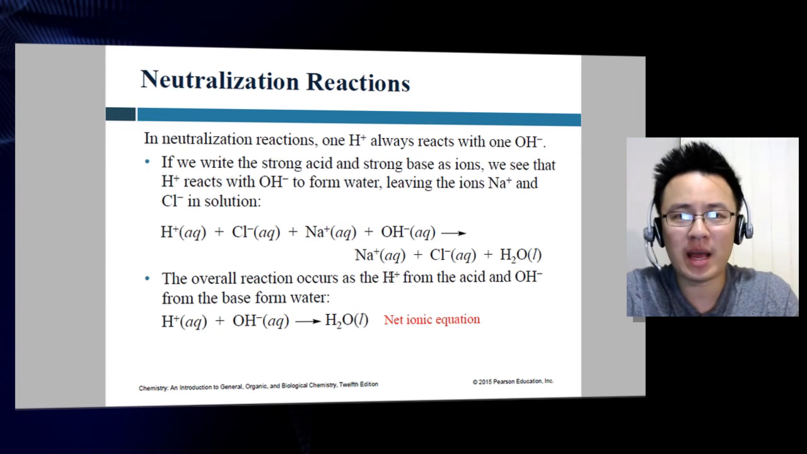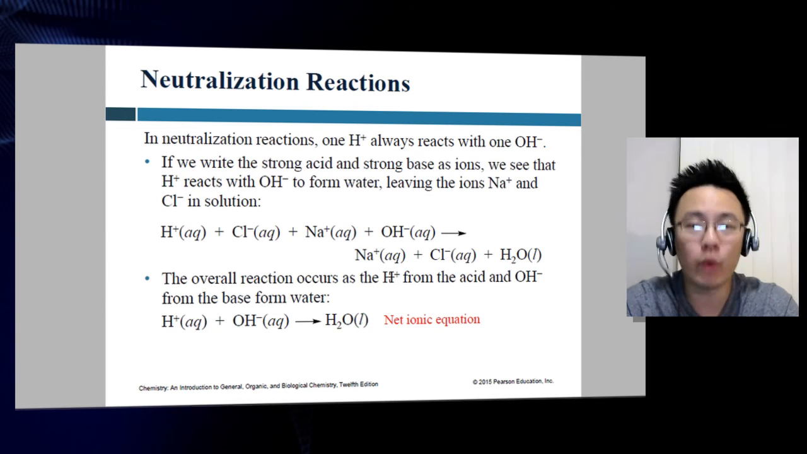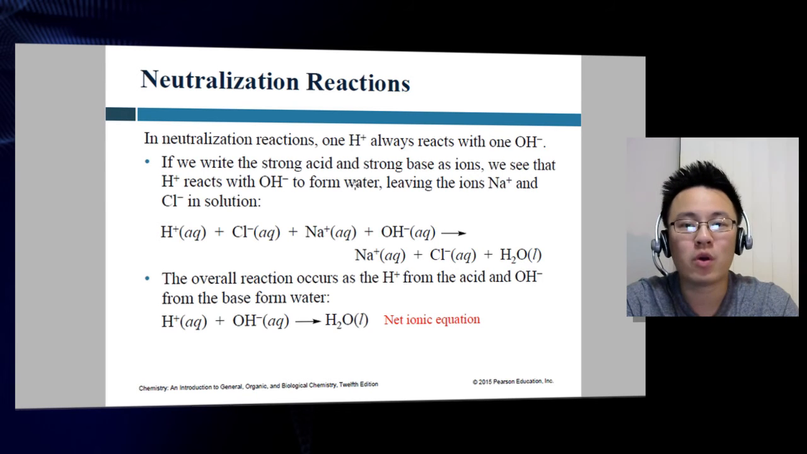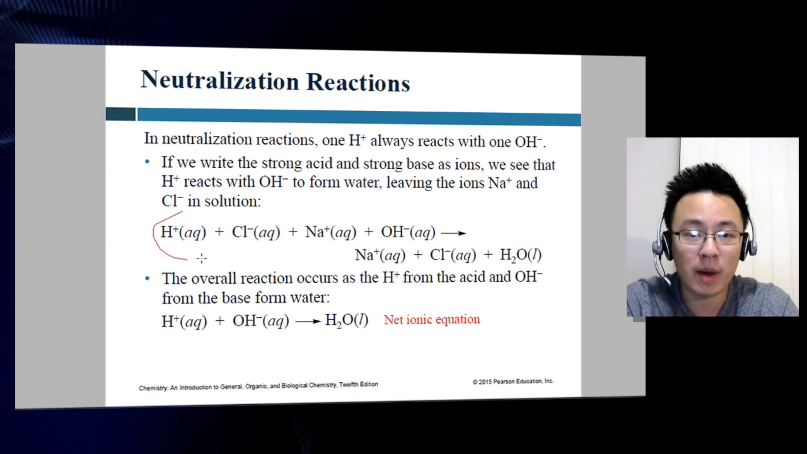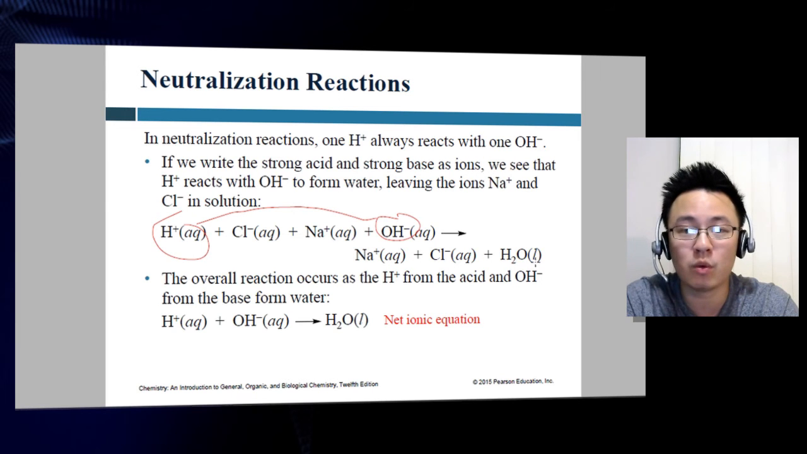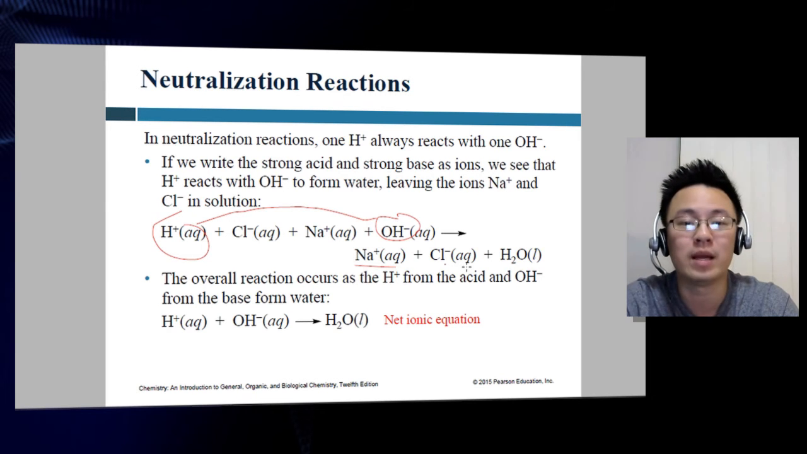In neutralization reactions, one hydrogen ion always reacts with one hydroxide ion. So if we write the strong acid and strong base as ions, we see that the hydrogen ion reacts with that hydroxide ion to form that water, leaving the ions sodium and chlorine in solution. You can see here, if we were to split them into their ions, we can combine these together to produce water. And then, of course, we have sodium and chloride. They're split into their ions in aqueous solution.